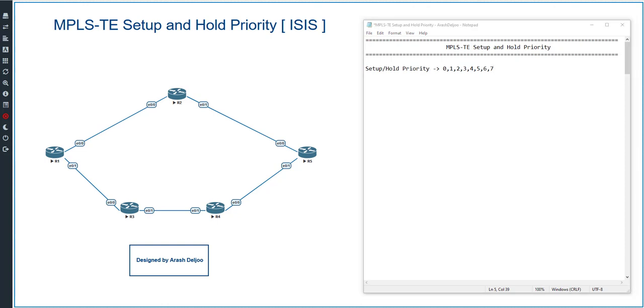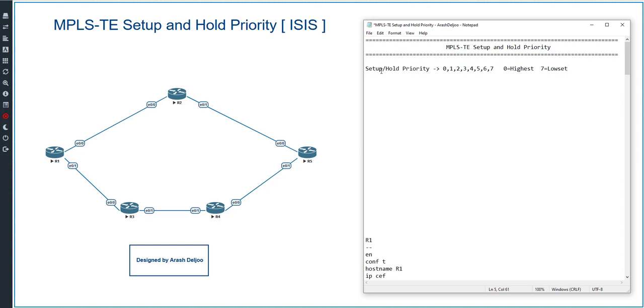The values that can be configured for both priorities, meaning setup and hold priority, are these values, okay? With 0 indicating the highest priority. This means that 0's priority is higher than 1, then 2, after that 3, 4, 5, 6, and 7. And 7 has the lowest priority. 0 is the highest priority. Let me write here: 0, highest priority, and then 7, for example, lowest priority, okay?